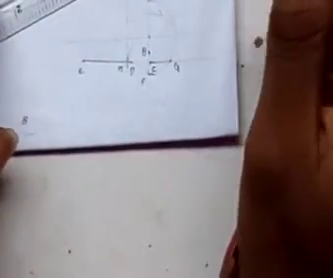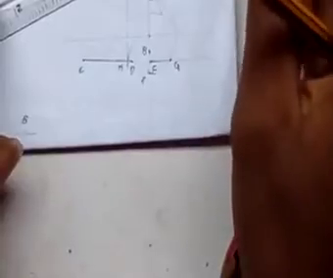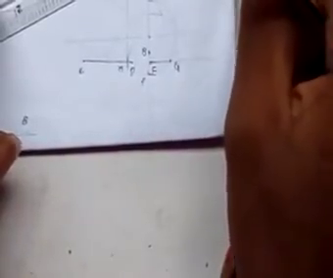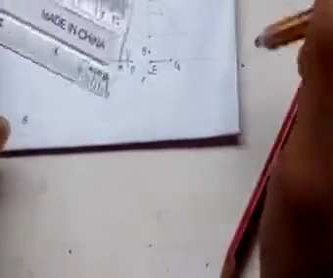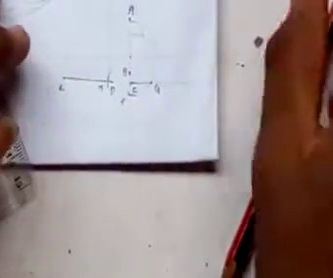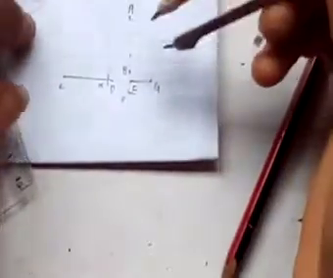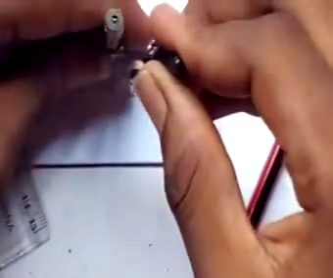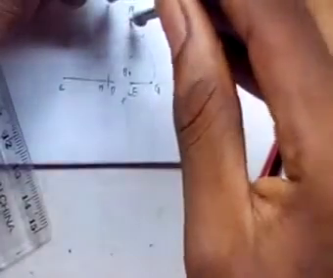Then finally, you bisect AB to cut the previous line at J. So bisect AB to cut the previous line at J. This AB is from here to here, so we'll bisect it to cut the previous line. I know this construction looks rather difficult, but it's actually easy. It depends on how many times you practice it.